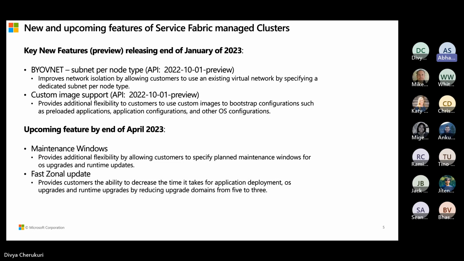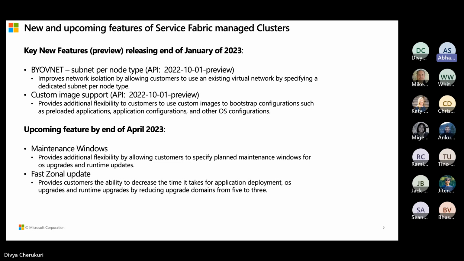The ones coming by end of April are maintenance windows and fast zonal update. Maintenance windows, why is that a good idea? Often customers have stated that they don't want an auto OS upgrade or a runtime update to happen randomly. They want it to happen during specific times. This is a feature that has been asked for continuously by many customers, and so we're now going to be releasing maintenance windows by end of April. It might actually be a little sooner, but it should be by end of April.